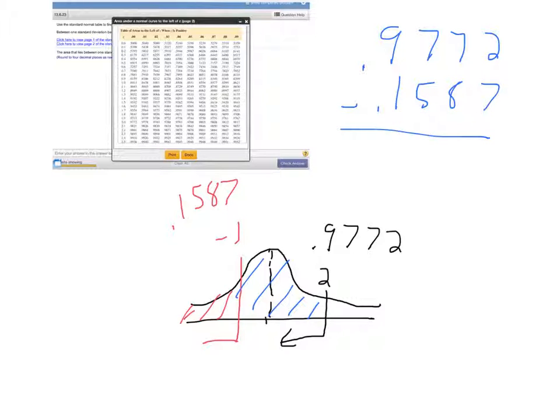Okay, you could use your calculator here. I got mine in front of me. 0.9772 minus 0.1587, and I get 0.8185. What does that mean? Well, it means 81.85% of the data is between 1 standard deviation below the mean and 2 standard deviations above the mean. Hope that helps.